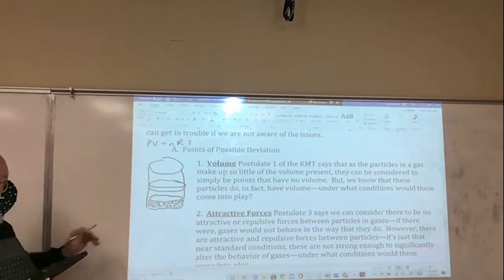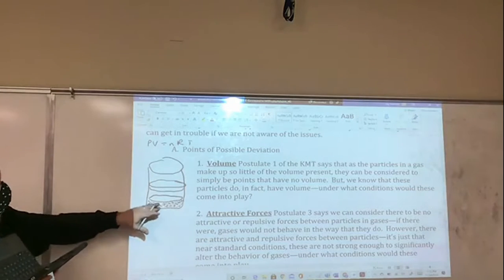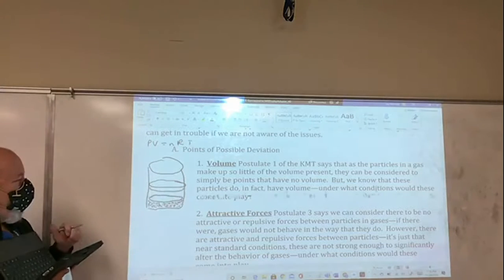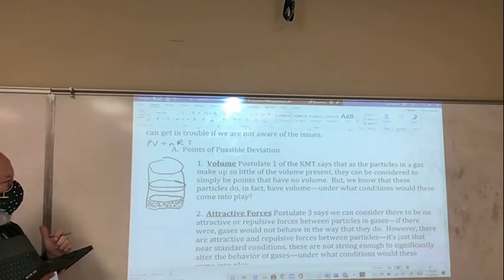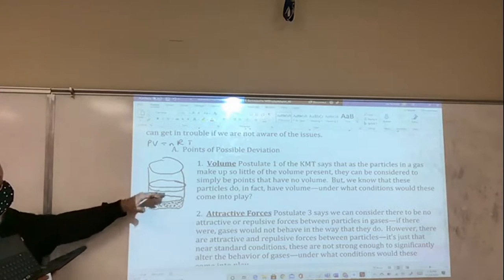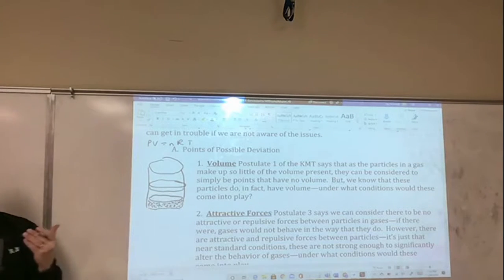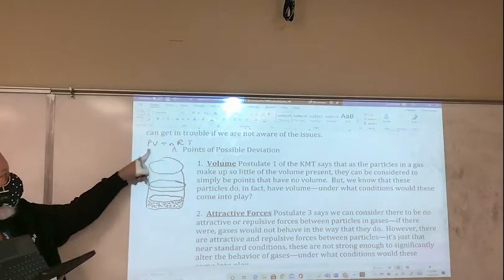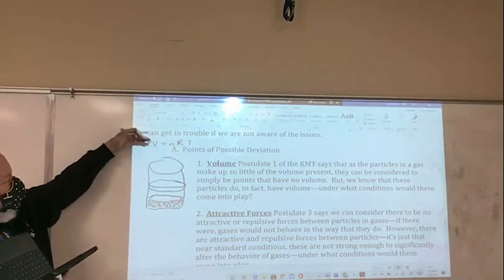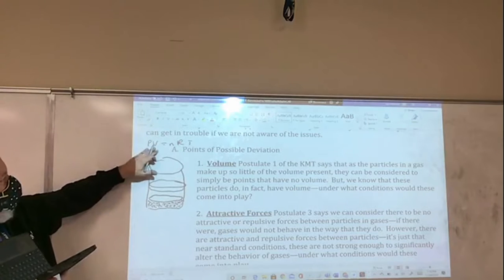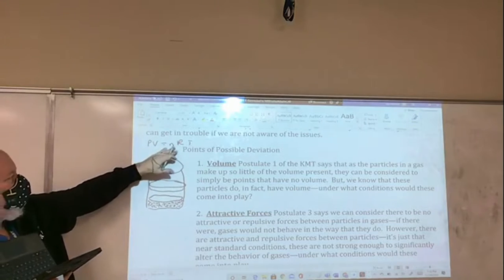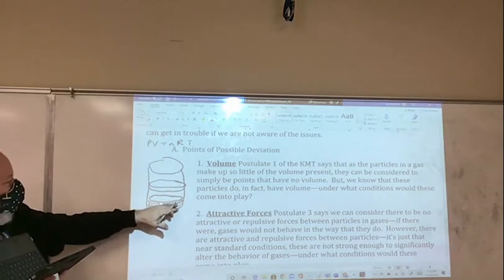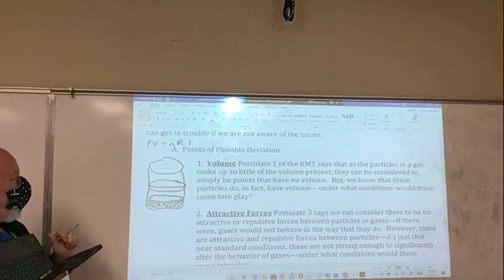Okay? What if all of the particles that were compressed together actually took up half of the volume that we were talking about? Okay? That would be a huge problem, wouldn't it? I couldn't then say that this was true. I would have to say this volume is going to change or be affected by how much space these things took up.